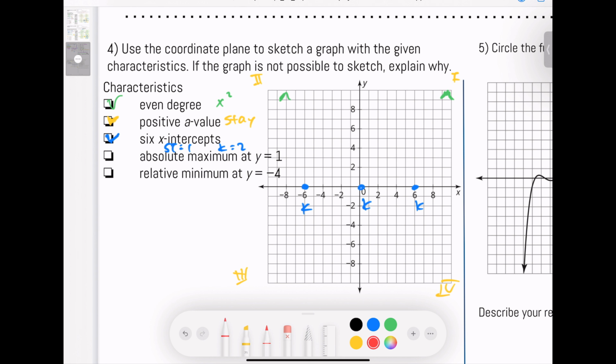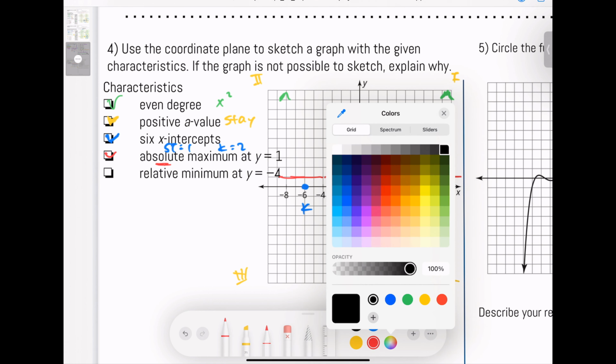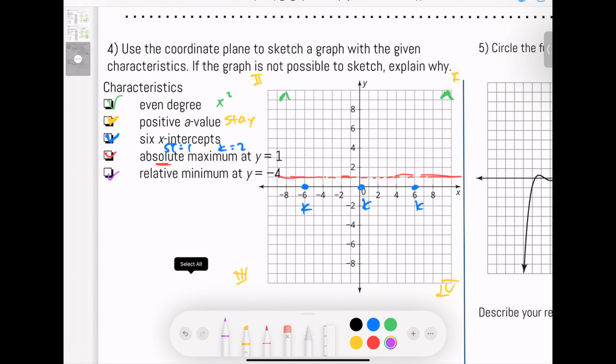Absolute maximum at 1. Now I'm running into some problems here. Absolute means the absolute highest mountain or roller coaster. And how is that possible if my arrows are in the air up there? And relative minimum at -4. All right, let's try drawing this. See what happens.